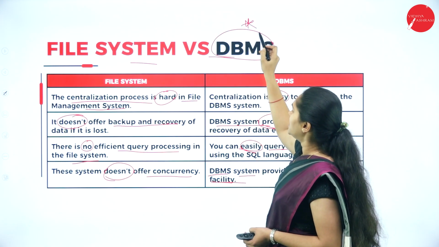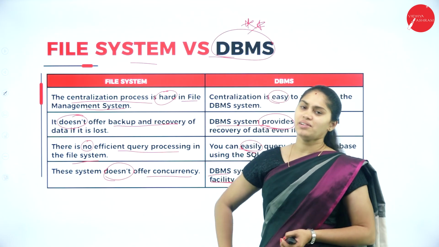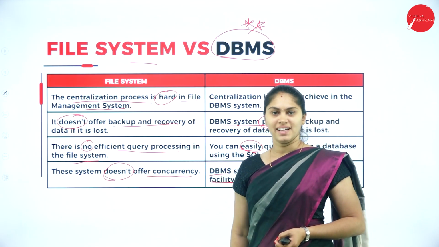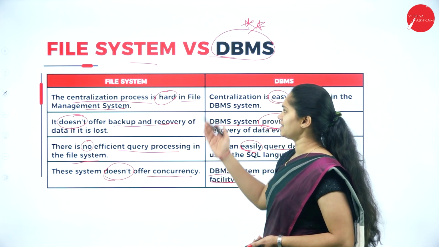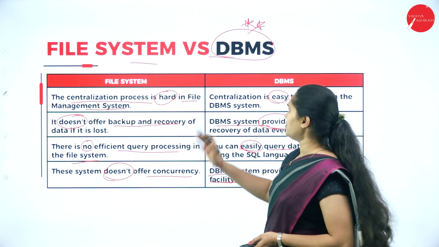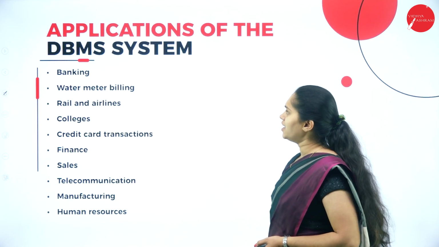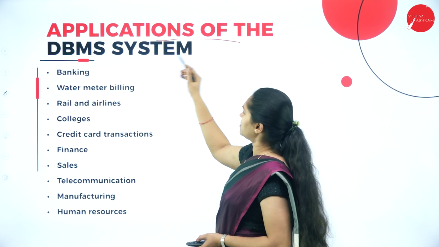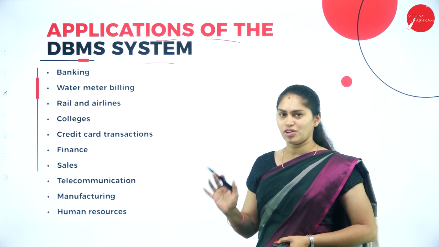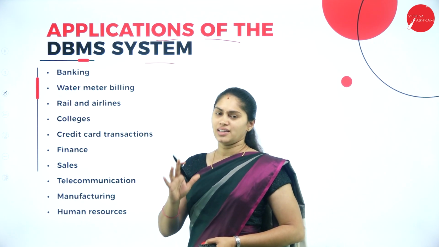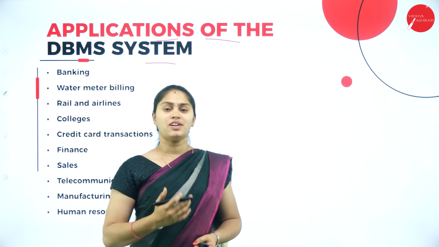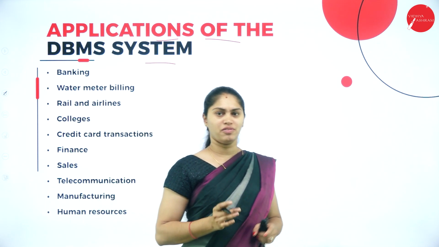So we can say that the DBMS plays a very important role compared to the file system. I hope you all understood this difference between the file system and DBMS. Fine. Next, we'll see what applications we have in the DBMS system. Now I got to know that DBMS is a software which controls and coordinates all the activities of a database.